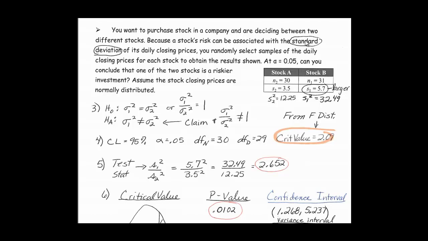Also, I want you to recognize that our problem is giving us standard deviation, so we need to be aware of that. Hypothesis testing with variance with the F distribution is looking at the ratio of variances. So we're going to have to make an adjustment.